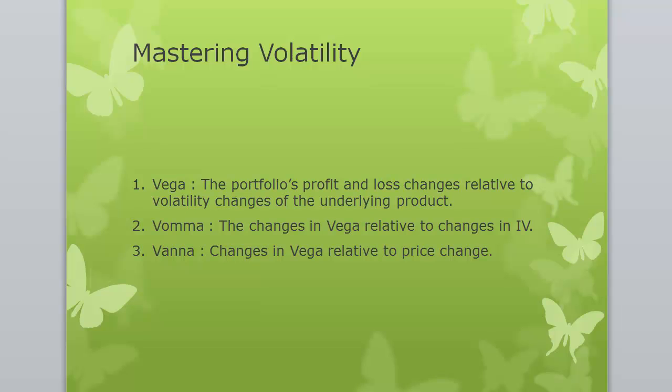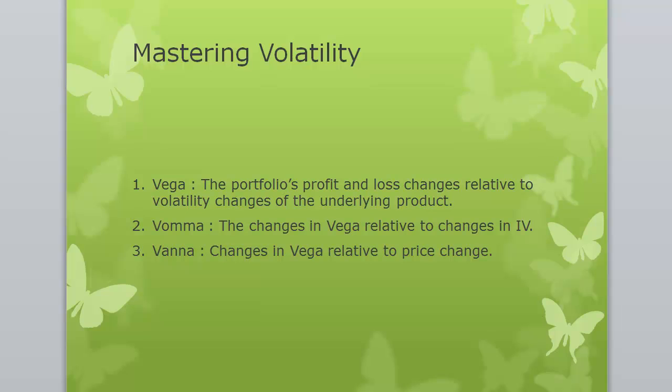If you happen to have a positive Vomma, then your Vega position actually dynamically changes in your favor as volatility changes. So if you can configure your trades with a positive Vomma, then that has a serious advantage, and your Vega position can dynamically adapt in your favor as volatility changes.